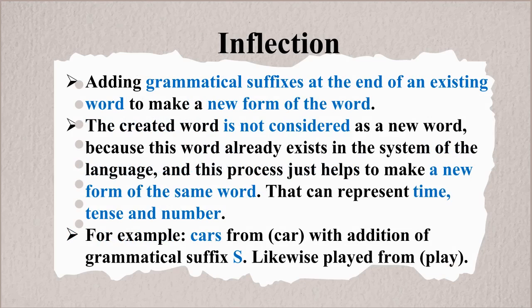Let's move on to inflection. Adding grammatical suffixes at the end of an existing word to make a new form of the word is known as the inflection word formation process. The created word is not considered a new word, because this word already exists in the system of the language, and this process just helps to make a new form of the same word. That can represent time, tense, and number. For example, the word cars is formed from the existing word car with the addition of the grammatical suffix s at the end, and this new form of the word shows the number. Likewise, played is formed from play.